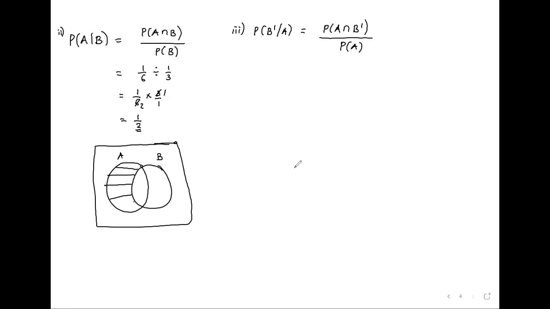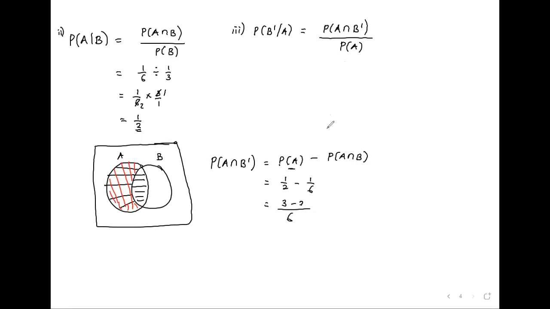So look at this. If this is A and this is B, the probability of B complement is the outside of B. But we can get the probability of A intersection B complement from here: it is equal to the probability of A minus the probability of A intersection B. We remove the intersection and remain with this part. So by subtraction, we remain with the probability.